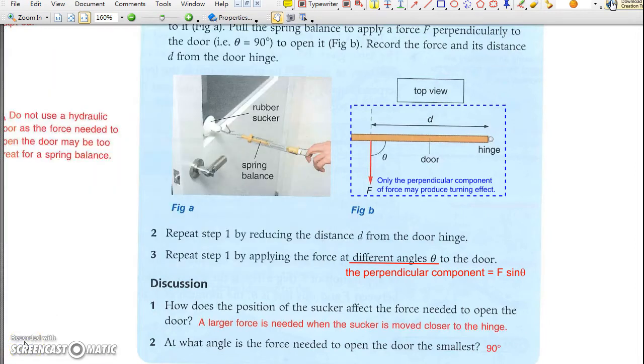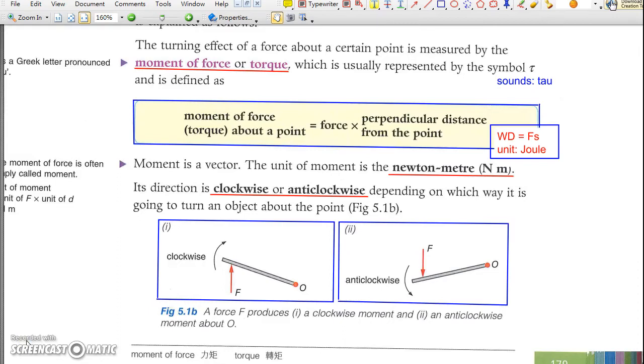So the direction of the force is also important, because only the perpendicular component of the applied force may produce a turning effect. The turning effect is measured by the moment of force, or torque, which is the product of applied force and the perpendicular distance from the point of rotation. It is a vector with direction either clockwise or anti-clockwise, as shown in figure 5.1b below.